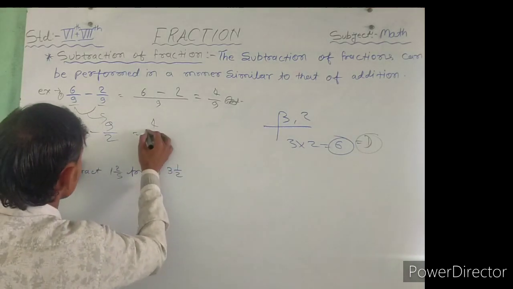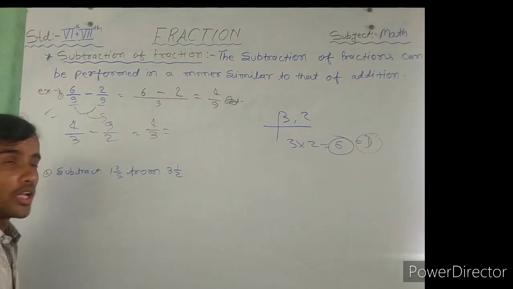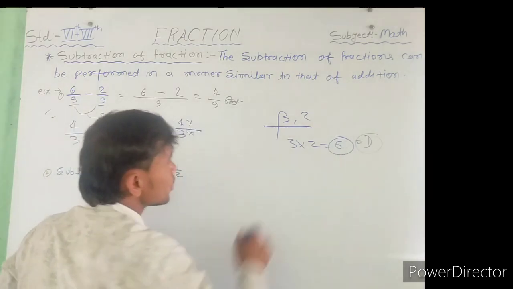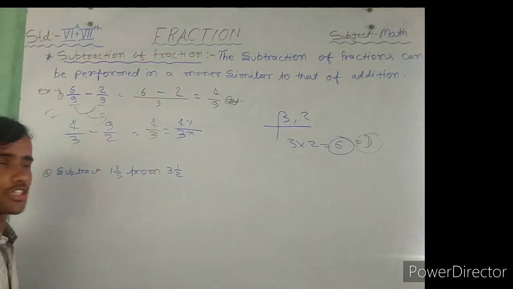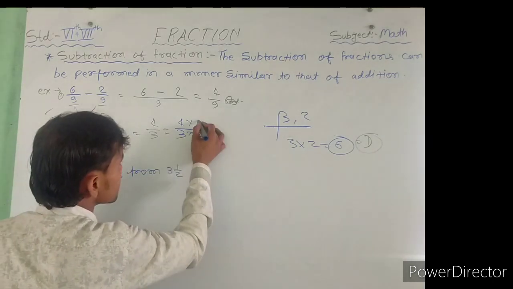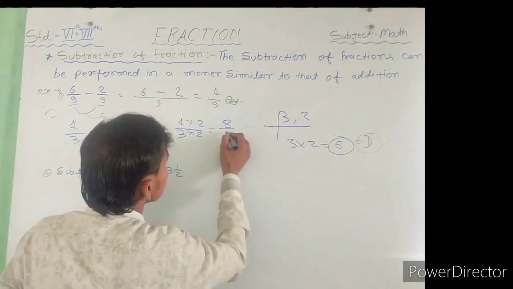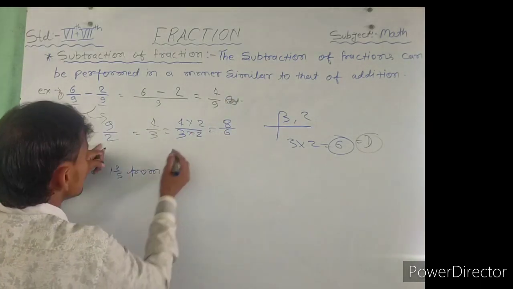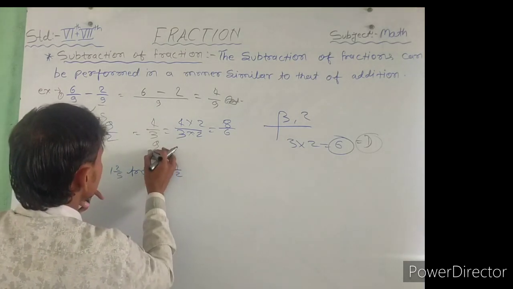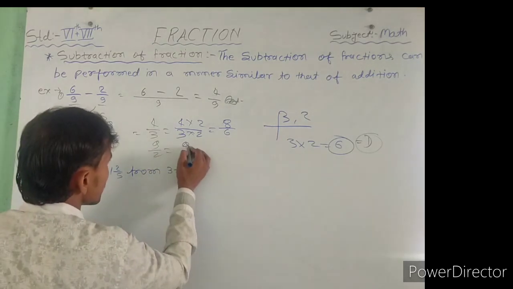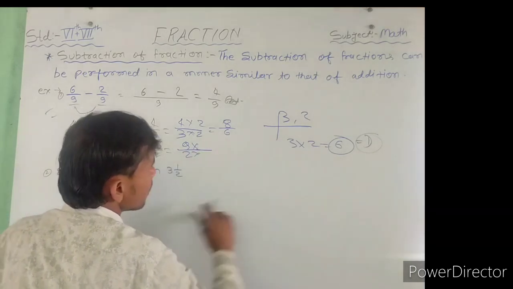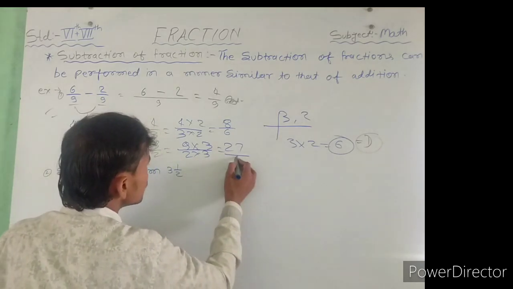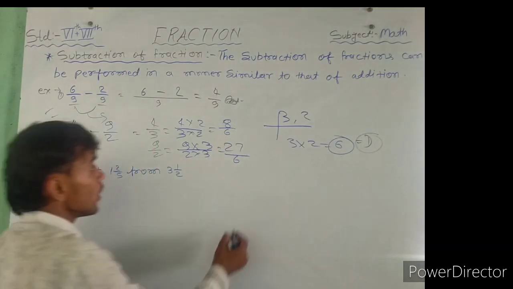So here 4 by 3. When you convert 4 by 3, what is your denominator? 6. 3 twos are 6, and 4 twos are 8. Is that clear? Next, your 9 by 2. 2 threes are 6, and 9 threes are 27.